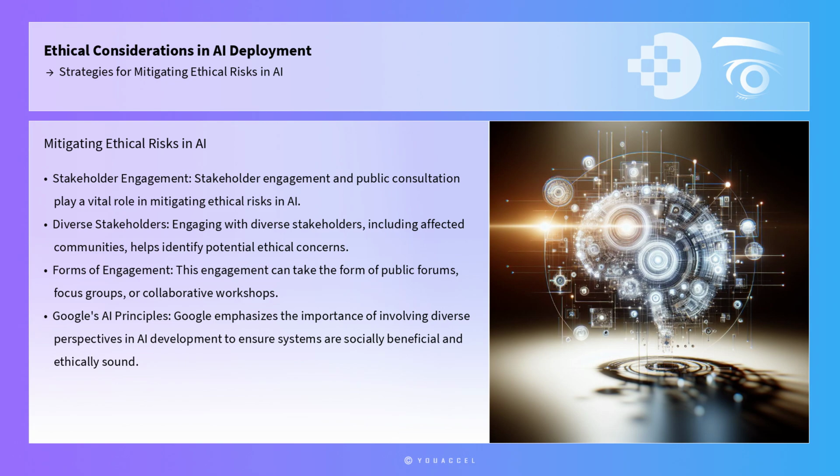Moreover, stakeholder engagement and public consultation play a vital role in mitigating ethical risks in AI. Engaging with diverse stakeholders, including affected communities, helps identify potential ethical concerns that may not be apparent to developers. This engagement can take the form of public forums, focus groups, or collaborative workshops. For instance, Google's AI principles emphasize the importance of involving diverse perspectives in AI development to ensure that systems are socially beneficial and ethically sound.